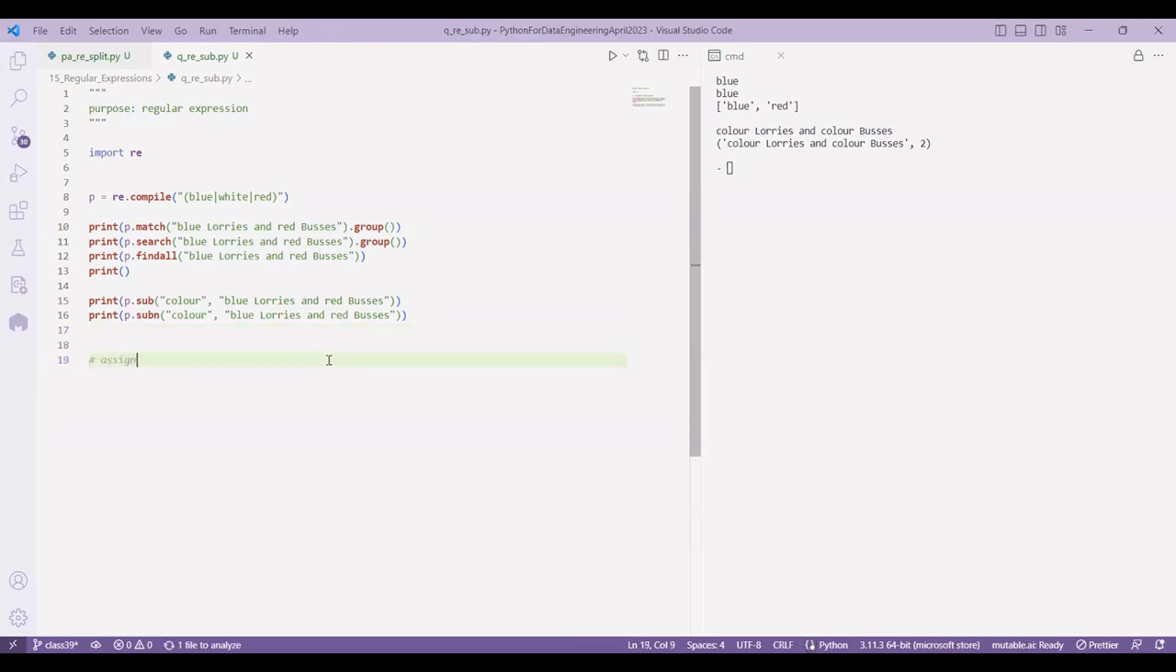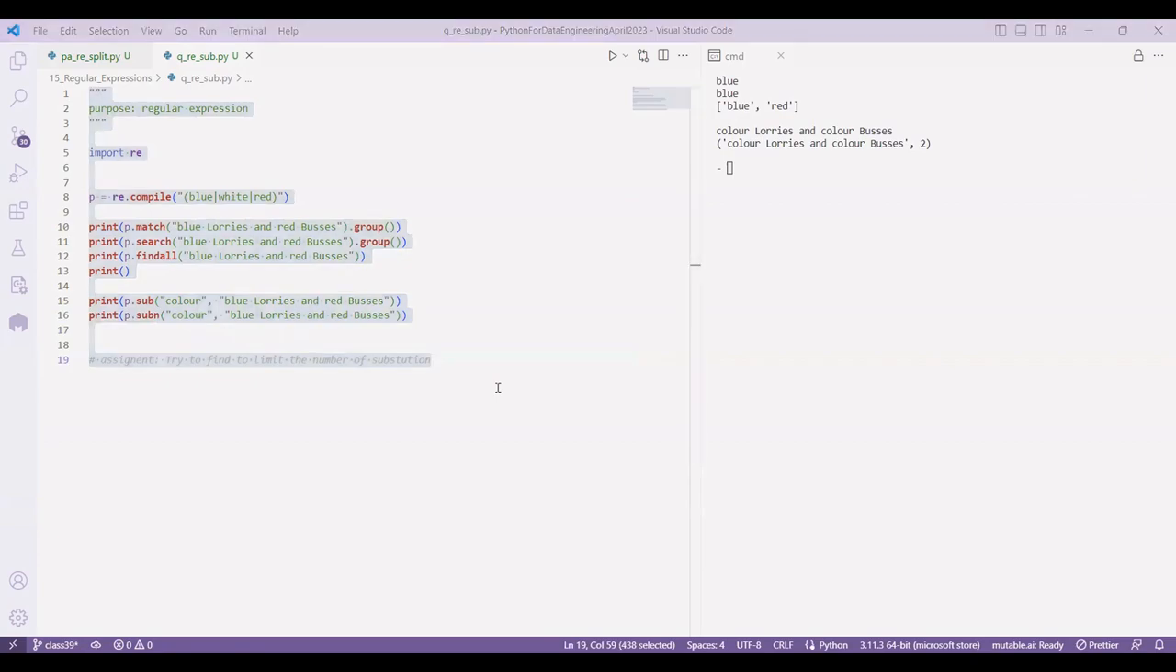Now, the assignment for you is to try to limit the number of substitutions. Number of substitutions means there can be like 3 occurrences, but you want only 2 to be substituted. Can you do substitutions like that? Also, in terms of the numbering, whether it is left to right or right to left, that kind of order. Please research a bit.